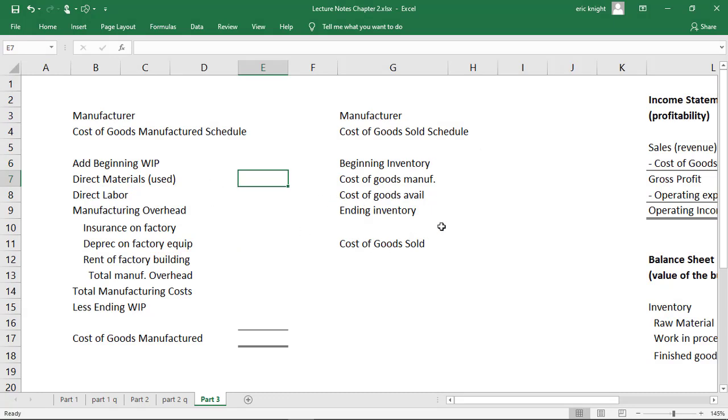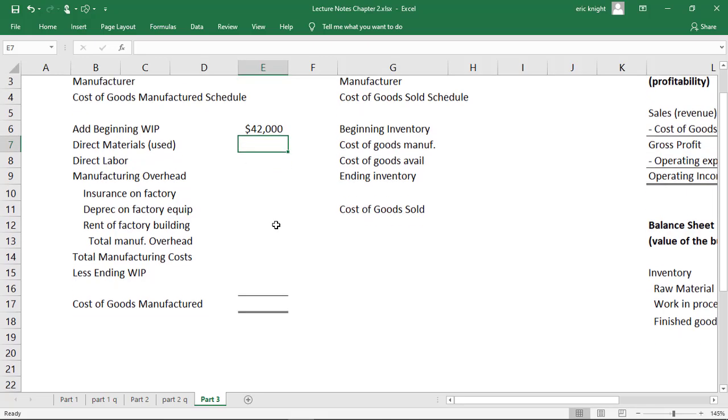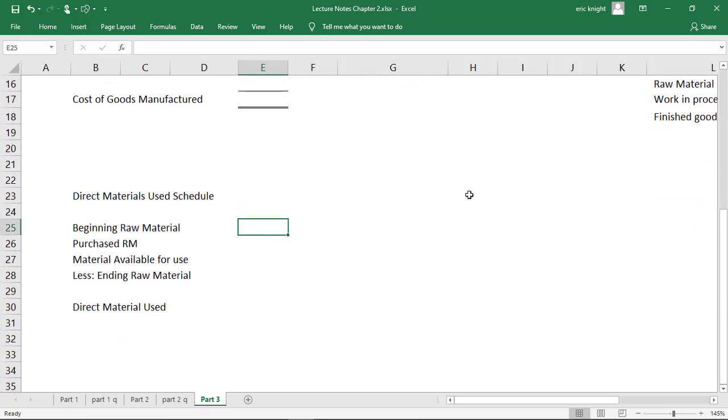If you go to the information in the textbook, you'll see the cost of goods manufactured, the beginning work in process was provided for you at $42,000. Then we have the direct materials used. We're going to have to go down and do the schedule for direct materials used. The beginning raw material that we had was $25,000. It says that we purchased $79,000. That means we had $104,000 worth of material available.